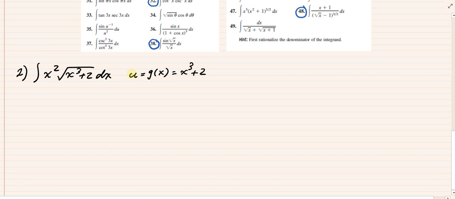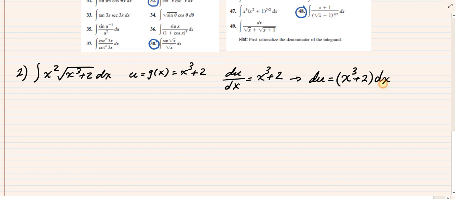So what we're doing actually when we introduce u here, we are introducing a whole new variable. And in fact, we're making a mathematical transformation. So next step is to do du dx. That means we're going to take the derivative of u with respect to the variable x. And the derivative of u is going to be the derivative of x cubed plus 2. Okay, that's what that is. And then from this, we can write du is equal to the derivative of x cubed plus 2 times dx. Okay, and there we have it.